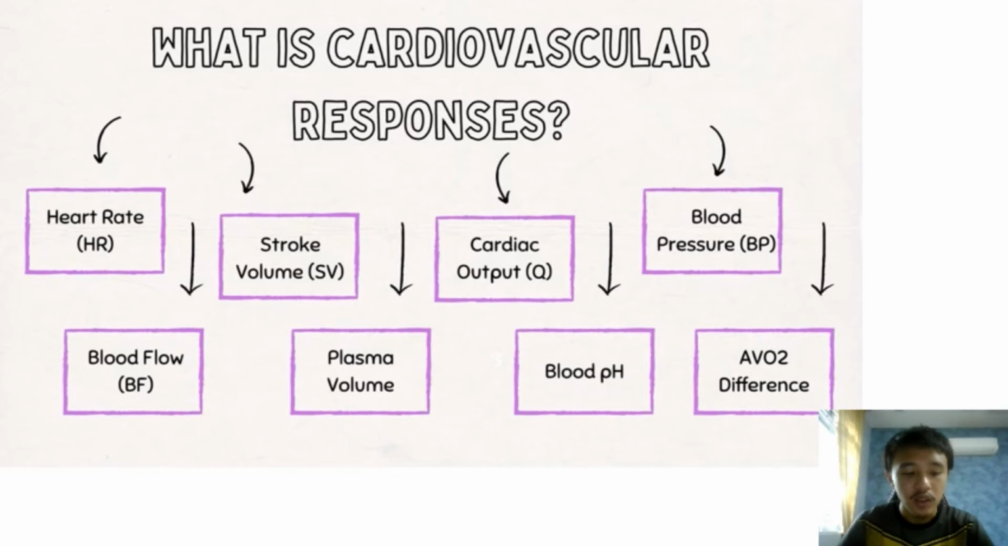So next, I'll move on to the AVO2 difference, which is arterial venous oxygen difference. This is the extent to which oxygen is extracted from the blood as it passes through the body. In this case, it is calculated as the difference between the oxygen content of arterial and right venous blood.